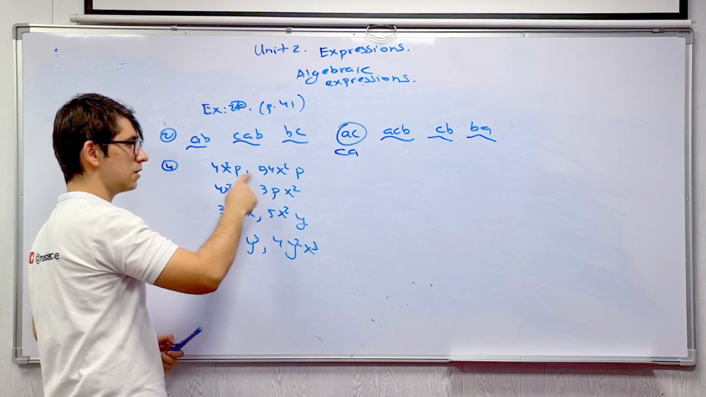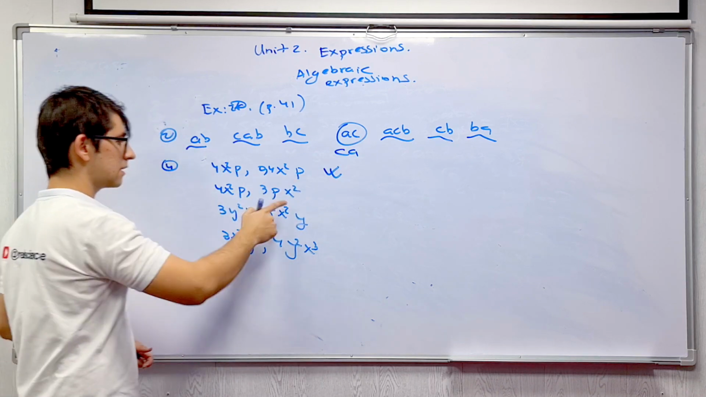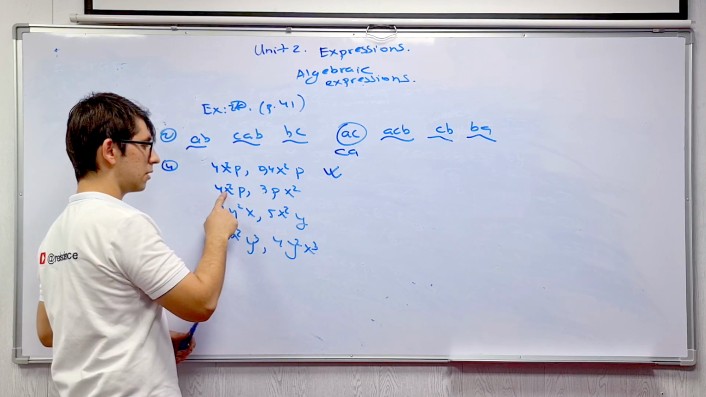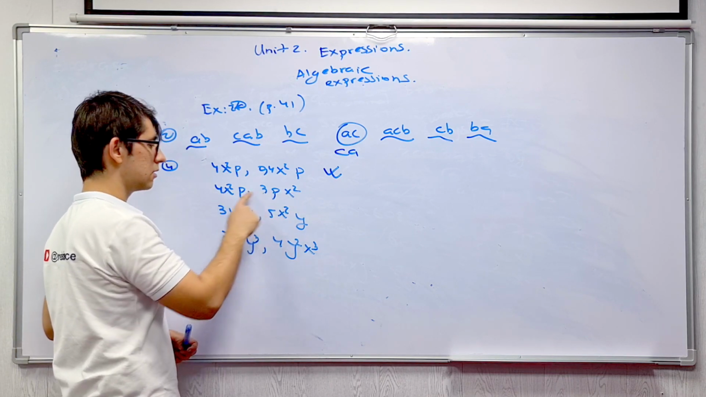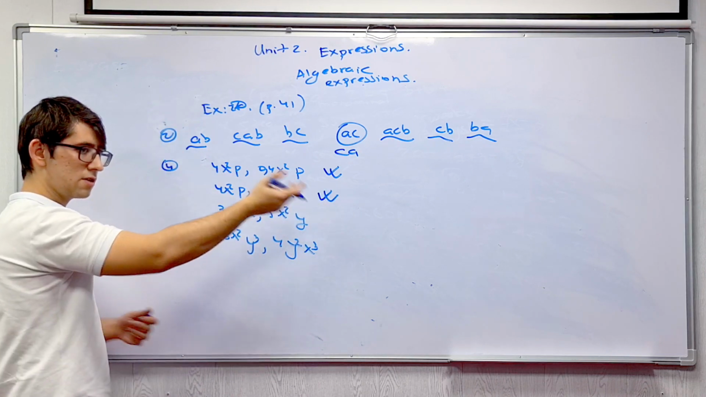Yes. X squared p, x squared p. Yes, they are, right? So what about the second pair? They have just changed their places, right? X squared appears first here, second here. P second here, first here. So it doesn't matter, right? 2 multiplied by 3, 3 multiplied by 2. They are the same.